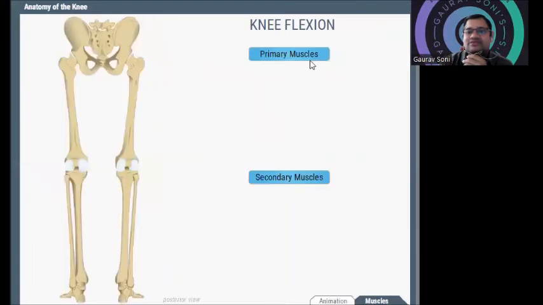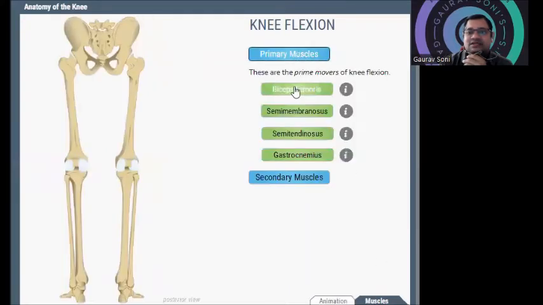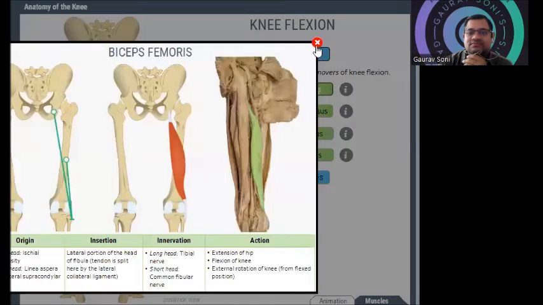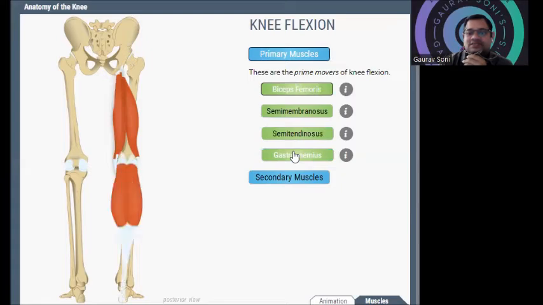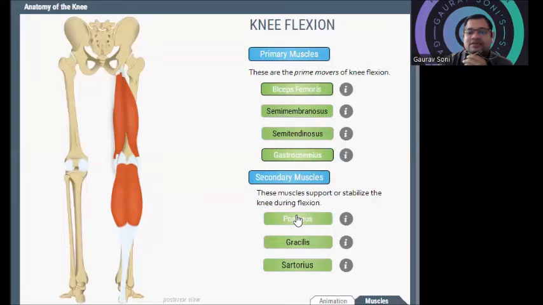The muscles which are involved will be biceps femoris, then semimembranosus, then semitendinosus and gastrocnemius. These will be the primary movers. The secondary movers will be the popliteus, gracilis and sartorius.